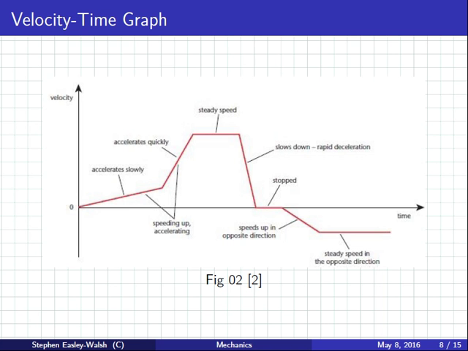I would like you to copy this in your notebook. What's really useful here as well is the vocabulary, like rapid deceleration, steady speed, accelerates quickly, speeds up in opposite direction, so this is reversing. Please write this down, and really, not only is the diagram important, but the vocabulary is useful here. Okay, so if you can copy that.